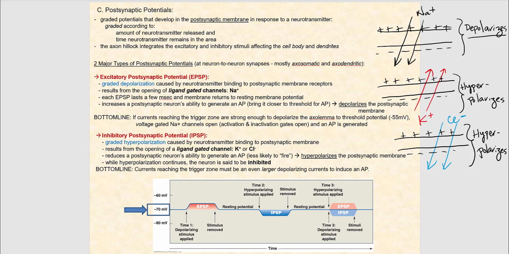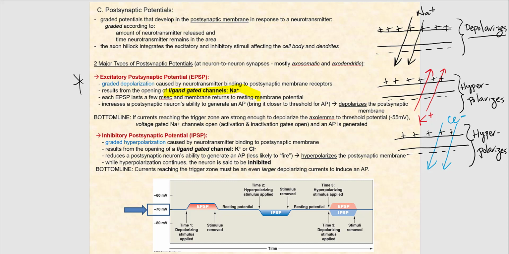Once again, I need you to think graded potential that's happening at the plasma membrane of the soma, plasma membrane of the dendrite, of the postsynaptic neuron, just so that you don't get confused about what's happening here. So this is all about the postsynaptic neuron's membrane, right? Plasma membrane of soma, plasma membrane of dendrites. All right, so excitatory postsynaptic potential. Let's look at the first one. This is graded depolarization caused by neurotransmitter binding to postsynaptic membranes that results in the opening of ligand-gated sodium channels. I'm going to highlight that. All right, so what's going on here? Well, let's see.